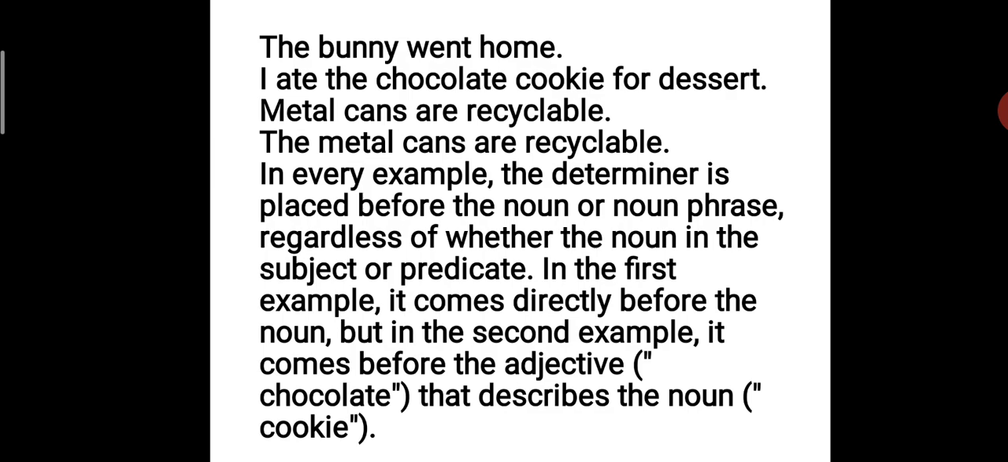In every example, the determiner is placed before the noun or noun phrase, regardless of whether the noun is the subject or the predicate. In the first example, it comes directly before the noun, but in the second example, it comes before the adjective. That is, chocolate is the adjective describing the cookies. The bunny, that is the determiner.